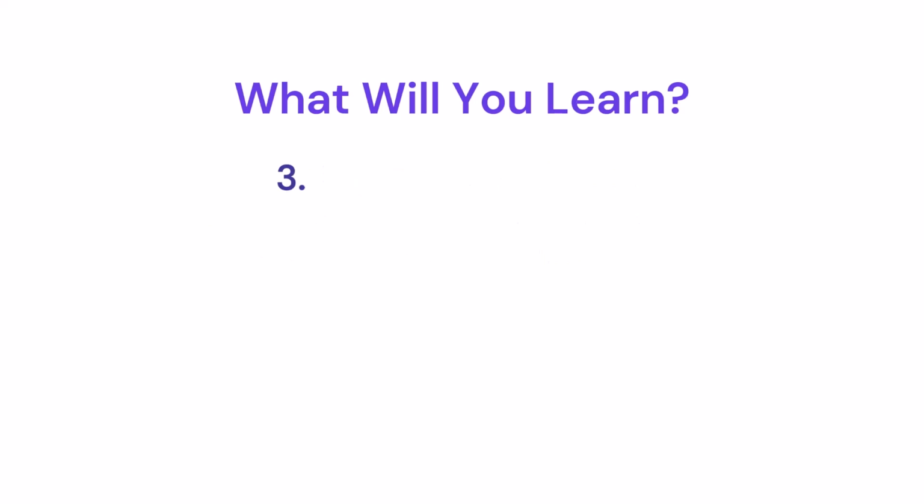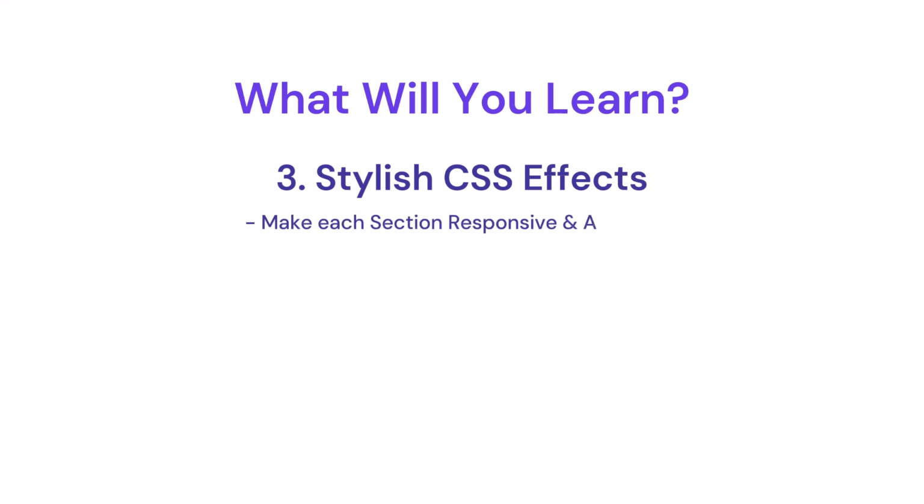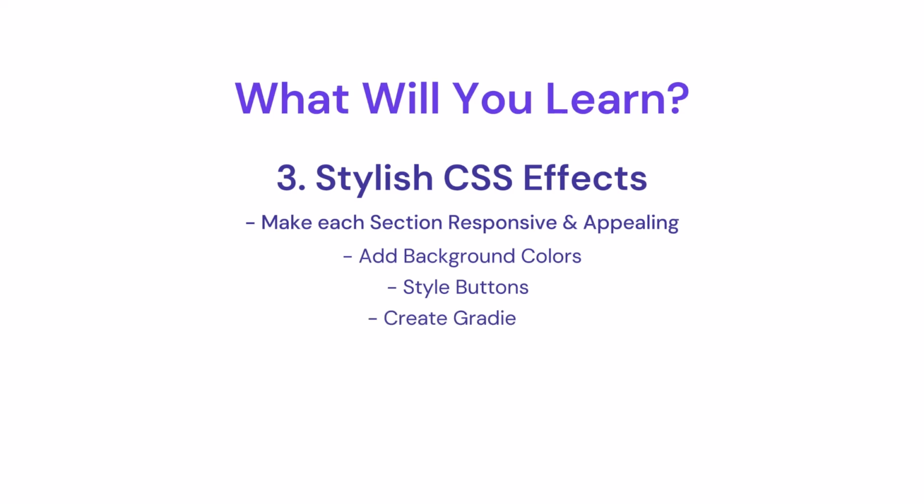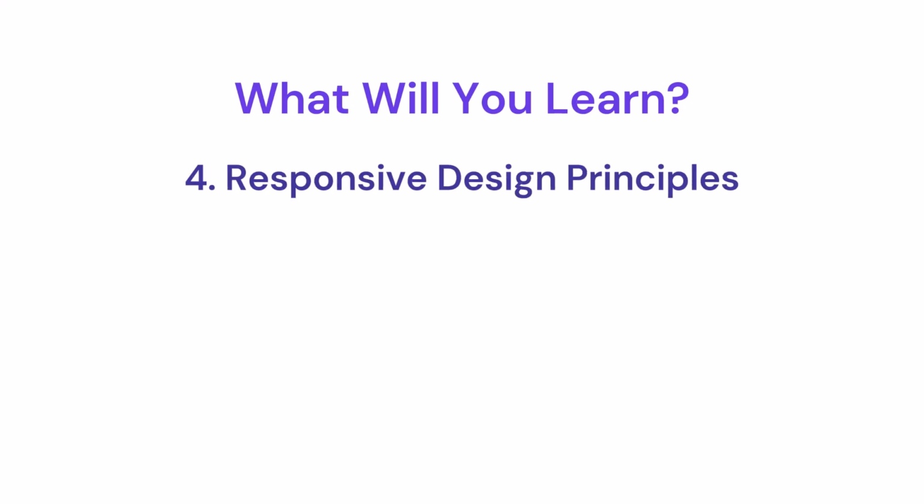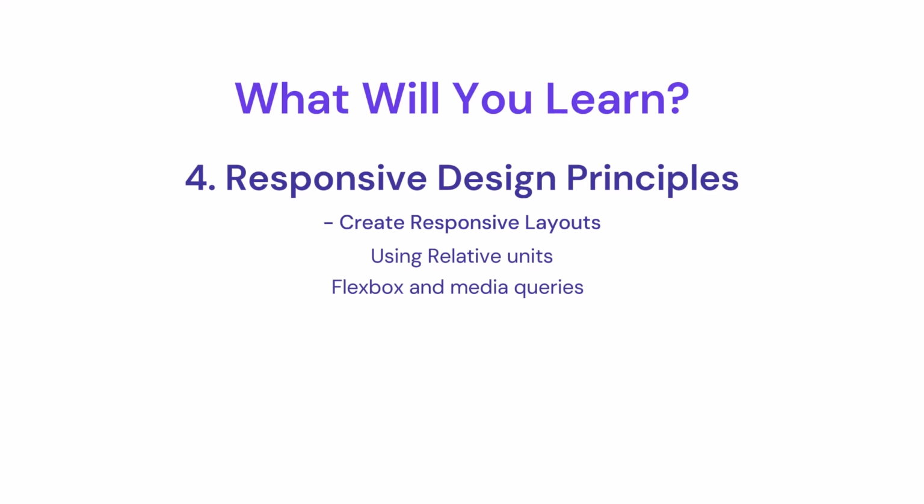Stylish CSS effects. With CSS, we'll be styling each section to make it responsive and visually appealing. We'll add background colors, style buttons, and create a custom fancy gradient that you'll see across the site. Plus, you'll learn techniques for adjusting text, using padding and margins, and applying CSS variables to make styling easy and consistent. Responsive design principles. This portfolio is fully responsive. I'll show you how to create layouts that look great on both desktop and mobile screens by using relative units, flexbox, and media queries. By the end, you'll know how to make your design adjust to any screen size.